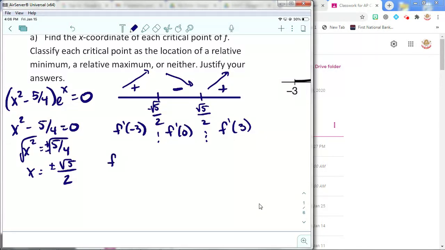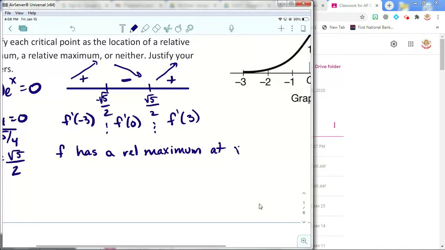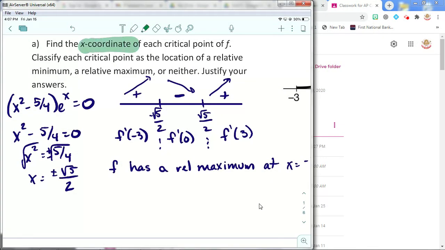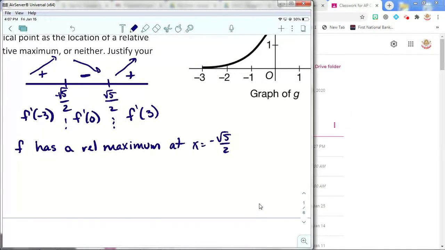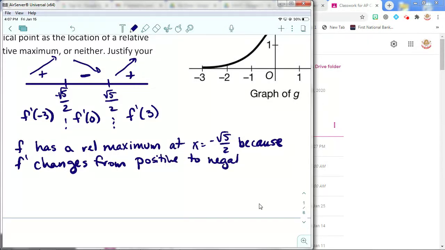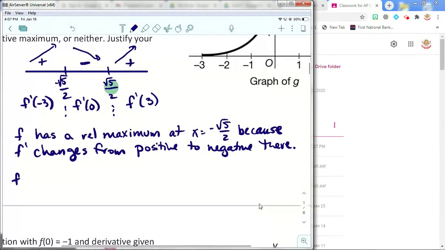So my first statement would be: f has a relative maximum at x equals negative square root of 5 over 2. Now, if we notice in the directions, it only asks for the x coordinate, so that's nice because we can't use a calculator. And then we need to give the reason why, and it's because f prime changes from positive to negative there. All right, and then our other statement should be about the other critical number, and f prime changes from negative to positive there, so that creates a relative minimum.